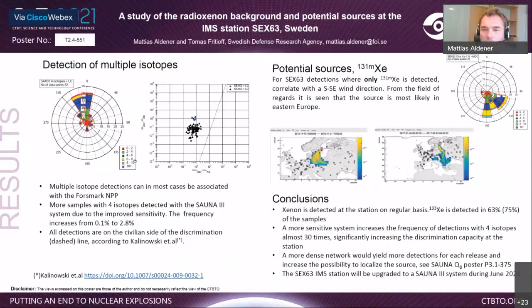When we look at detections of all four isotopes, the number of detections increases dramatically for the more sensitive SAUNA-3 system, which is actually co-located with our IMS system for a few years. We get 82 detections in 3 years with the SAUNA 3 as compared to 4 detections in 8 years for the SAUNA 2 system. So we really look forward to getting a SAUNA 3 system in the network, which will really improve the verification. So with that, just please look at the poster for more information.